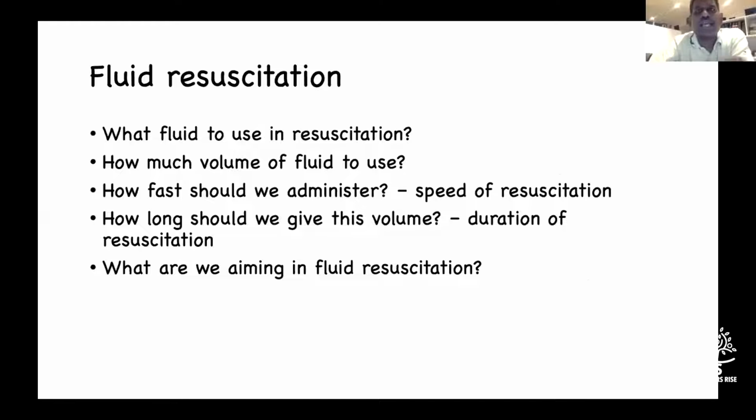Now, these are the key or the pertinent questions in fluid resuscitation in acute pancreatitis. What fluid to use, how much volume of fluid to use, how fast we should administer, that's the speed of resuscitation, and how long we should give this volume, the duration of resuscitation. Is it 1 hour, 6 hours, 12 hours, 24 hours, should we take it to 48 hours? All those questions. And then what are we aiming at with fluid resuscitation? These are the questions which we will look into in detail now.